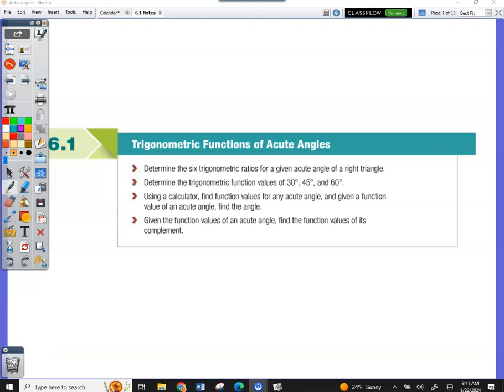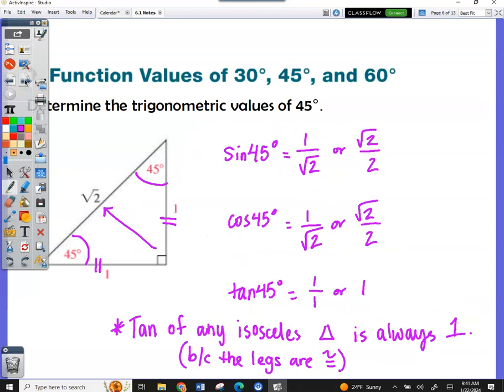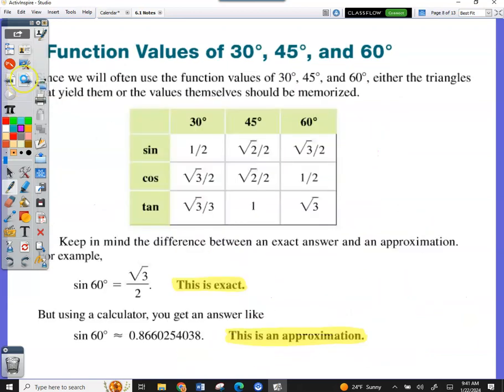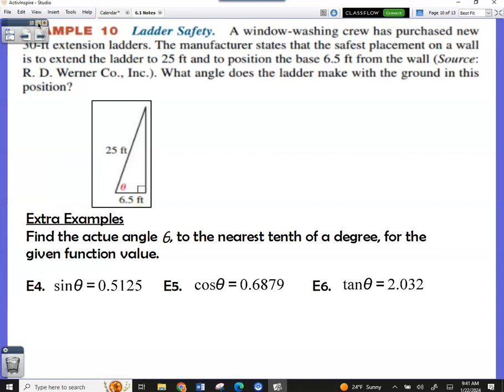We're finishing up 6-1. We got to here. We do have a word problem. There are a lot of word problems this semester.